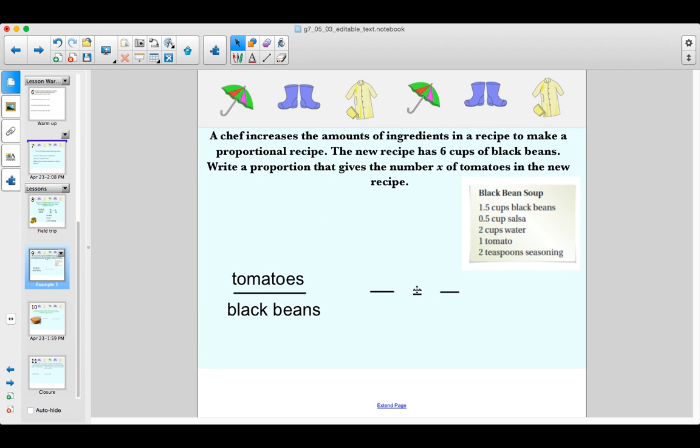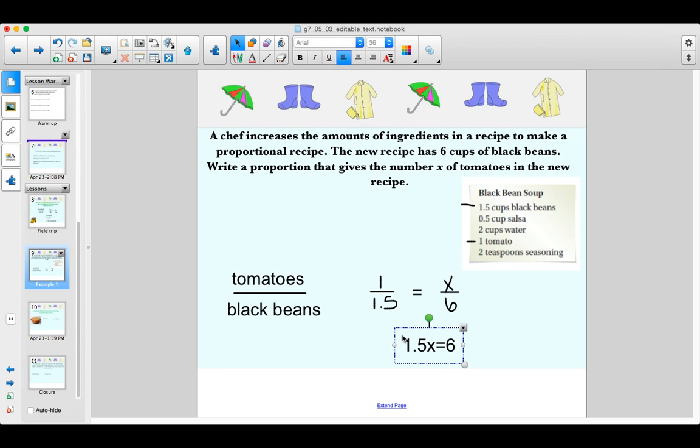Okay, so if I'm looking at my initial recipe, the ratio of tomatoes is that there is 1 tomato for every 1.5 cups of black beans, and I'm getting that from right here in the recipe that's given to me initially. The new recipe has 6 cups of black beans, and I'm looking for the number of X tomatoes. So again, my 6 is going to go down here because that's where I'm putting my black beans in the denominator. My tomatoes is going to go up top, and that's what I'm looking for. Okay, using cross products to solve, I'm going to have 1.5x is equal to 6.